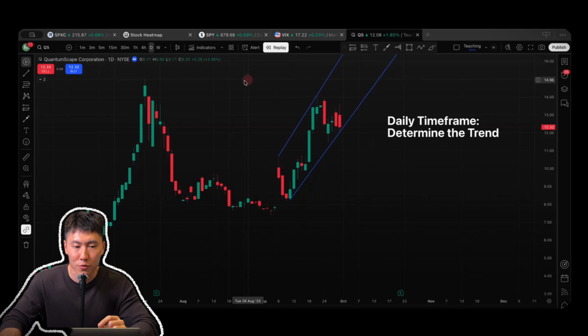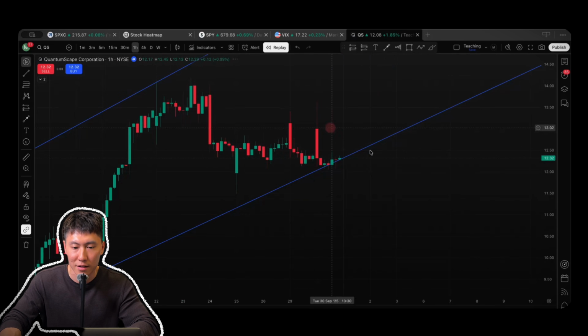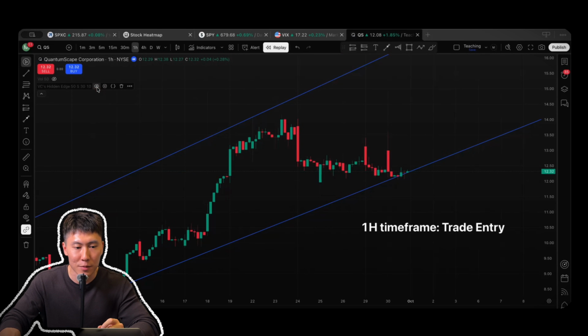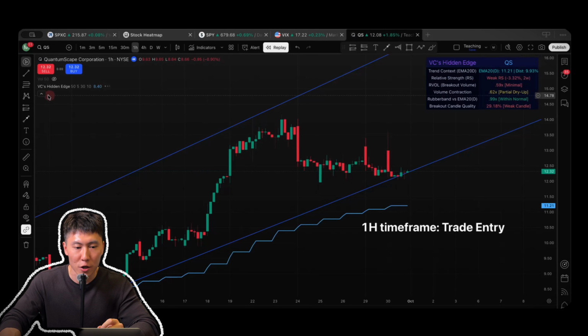So what we want to do next is go to the hourly time frame. You can see 1 hour. I'm going to click on that. And right now we are on the 1-hour time frame. I'm just going to pop open one of the indicators that I'm using right here. Once I open that up, it will give me the EMA 20, as you can see, this aqua line right here.